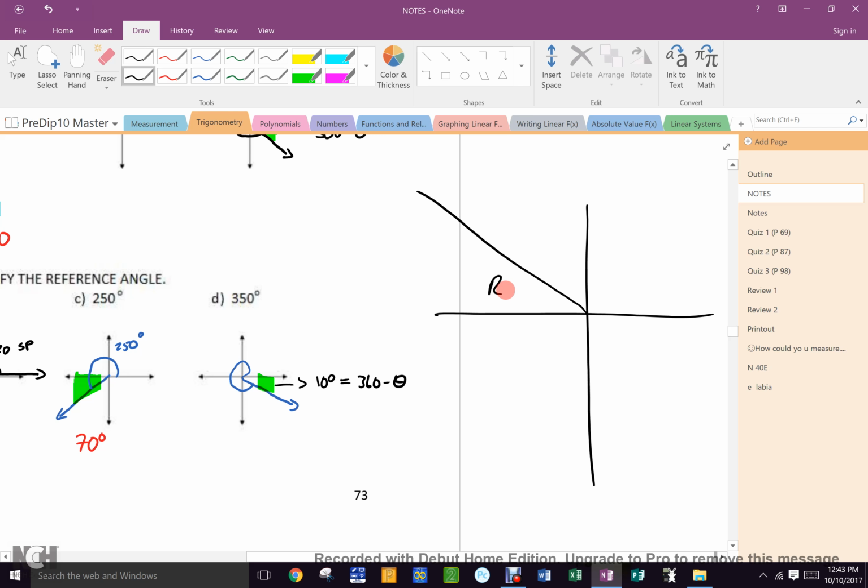Which side of the x-axis? What do you mean, which side? So here is my terminal arm. Right? It started here, yes? Okay. So that's theta. So the reference angle is what's left over to the x-axis.